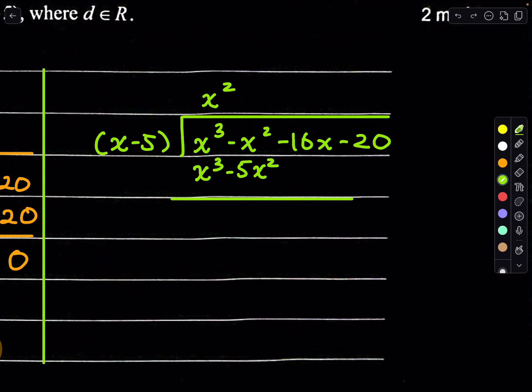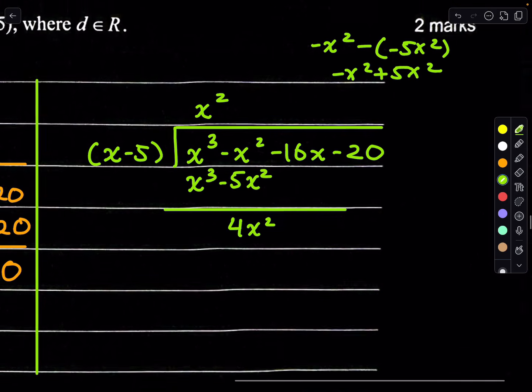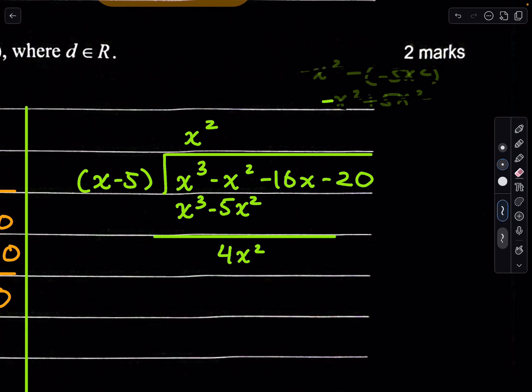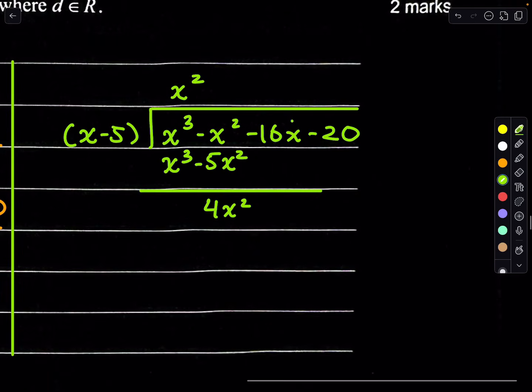So what's negative x squared minus negative 5x squared? That's just negative x squared plus 5x squared, which in this case is 4x squared. Very easy. You see how easy that is? And then what we do is after doing that, we put the next value down. So this value, negative 16x, we just put it over here. And we do the same step.